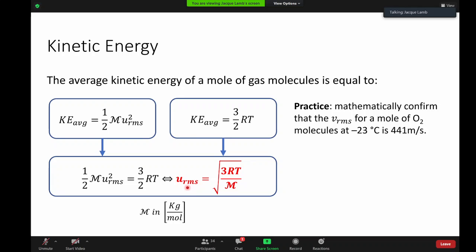And I'm not going to have you do it now, but this is posted, so you can certainly practice that by verifying that the root mean square speed for 1 mole of oxygen at minus 23 degrees Celsius is 441 meters per second. So that would be a chance for you to practice. It's a very simple equation.